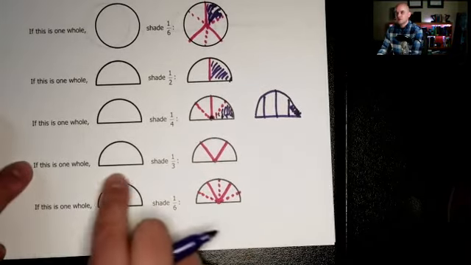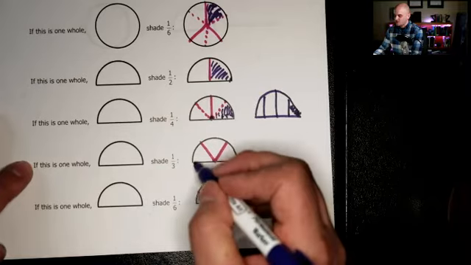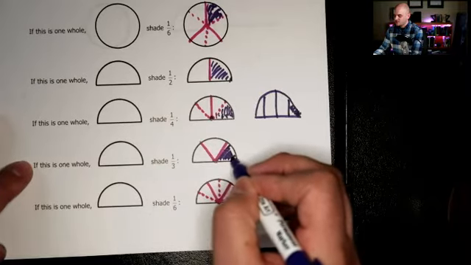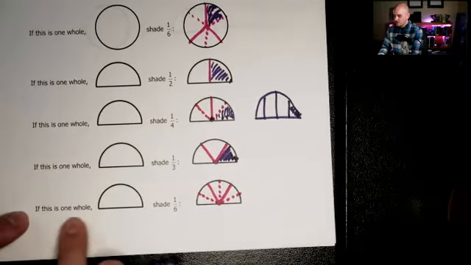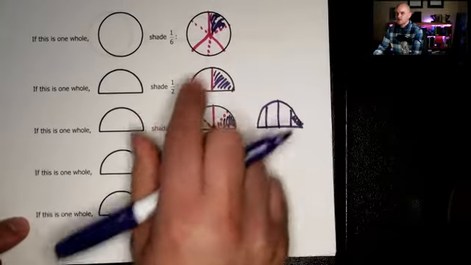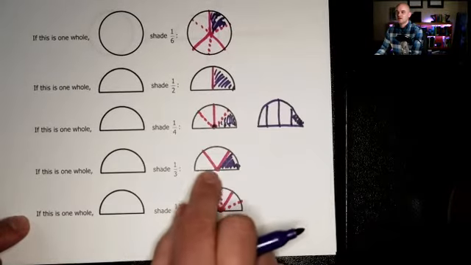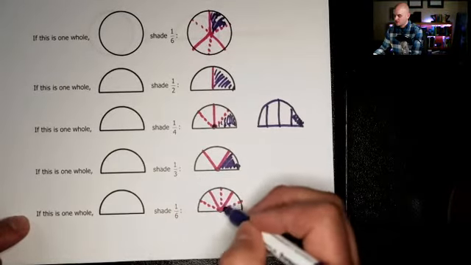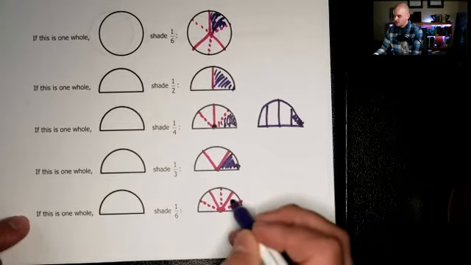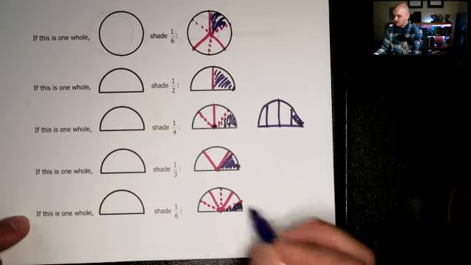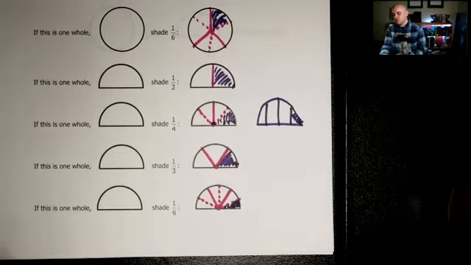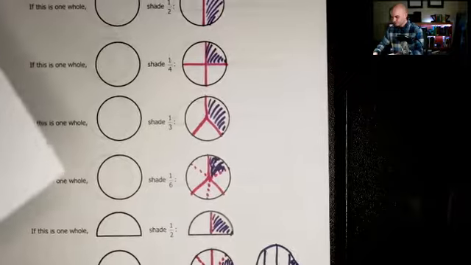Next, if this is 1 whole, shade 1/3. So I've divided the whole up into thirds, and one of those gets shaded. And just like in the last one where we did a 1/6 up here, 1/6 is going to be half of the third. So I drew that 1/3 mark there again, and then cut it in half again. There is 1/6.